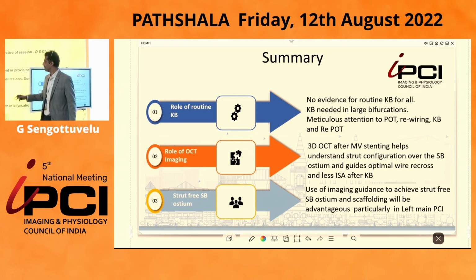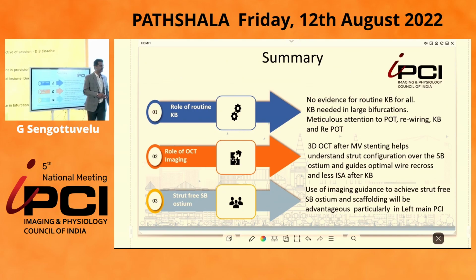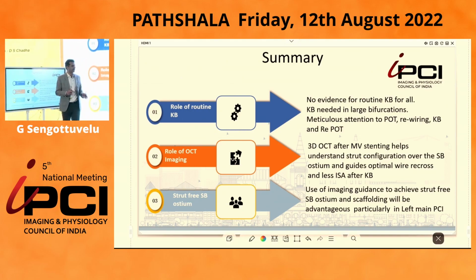So thank you. With this, I would just want to comment on Dr. Chada's case. Clearly, all these cases were dealing with distal left main bifurcations, and we need to understand with imaging, and if imaging shows it, we may have to do kissing balloon in all these cases, and make sure we completely remove all the struts away from the ostium, and not only that, make sure we have good apposition and expansion. Thank you.